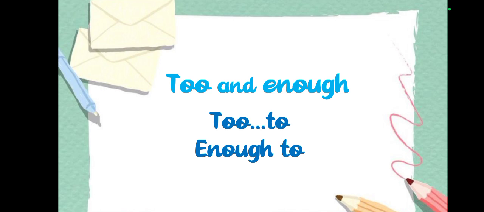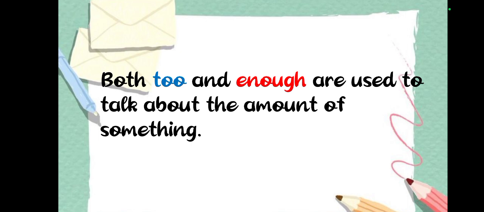Today we're going to talk about too and enough. So let's start. First, both too and enough are used to talk about the amount of something. I use too and enough to describe an adjective or a thing: is it exactly what I need, or is it more than I need? It's enough for me, or it isn't enough for me.